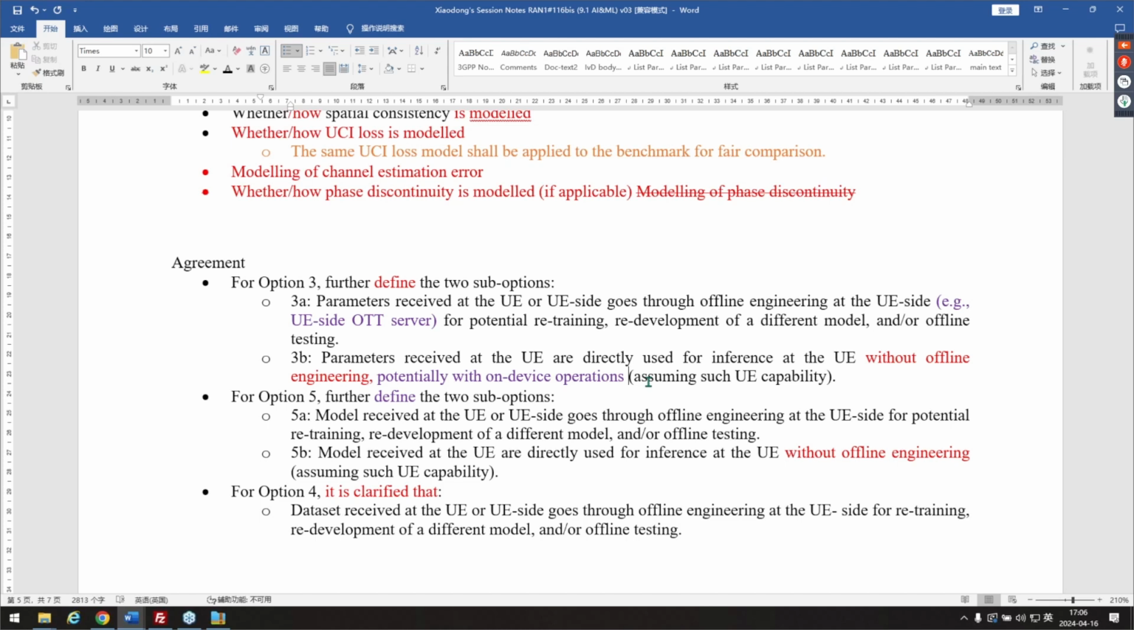Yeah, the way it's worded right now in 3A, it doesn't really seem to say what the intention seems to be, because it just says that there is some offline engineering. But offline engineering could happen regardless of any of these options. So you could have offline engineering in 3B as well. No, but please take a look at the next proposal, because it's a long proposal, so it's divided into two pieces. In the first part, we are just defining options. In the second part, we'll have more details for each of the sub-options.